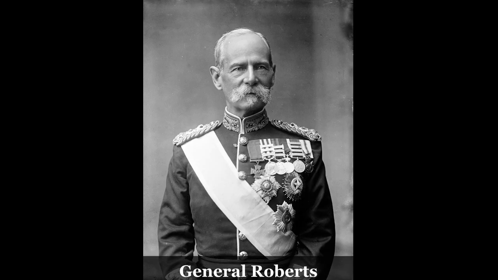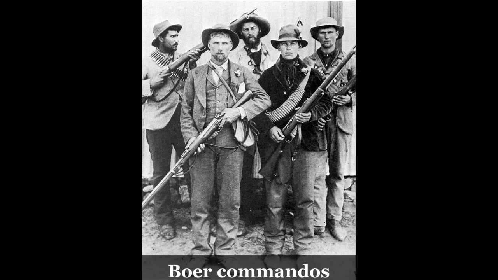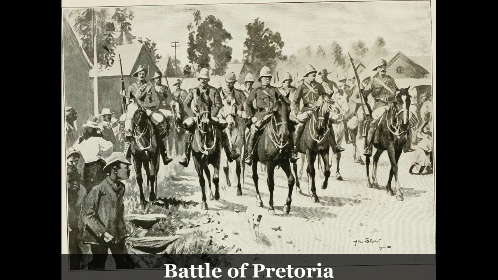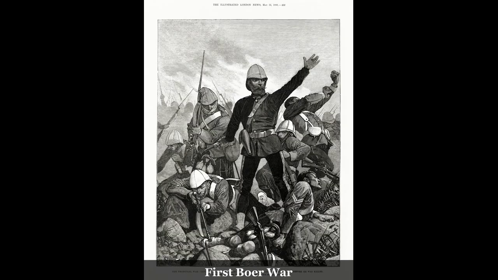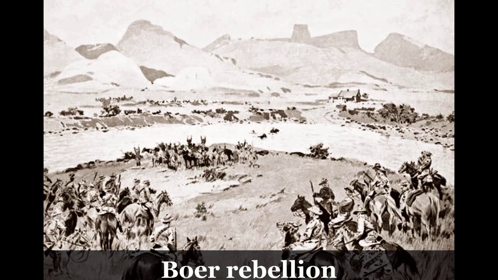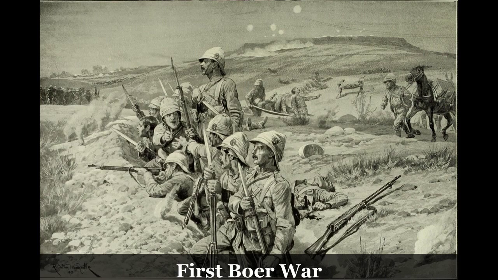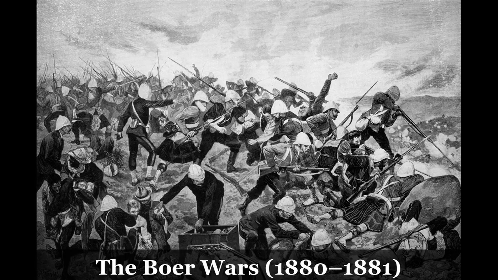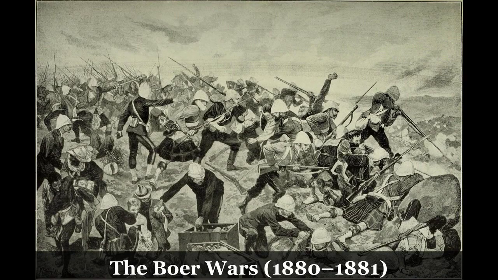On May 3, 1881, a British force, led by General Roberts, defeated a group of Boer commandos at the Battle of Pretoria, killing or wounding over 200 Boers. This decisive victory marked the beginning of the end of the First Boer War, and it paved the way for the eventual defeat of the Boer Rebellion. As the British Army closed in on the Boer strongholds, the rebels began to lose heart.